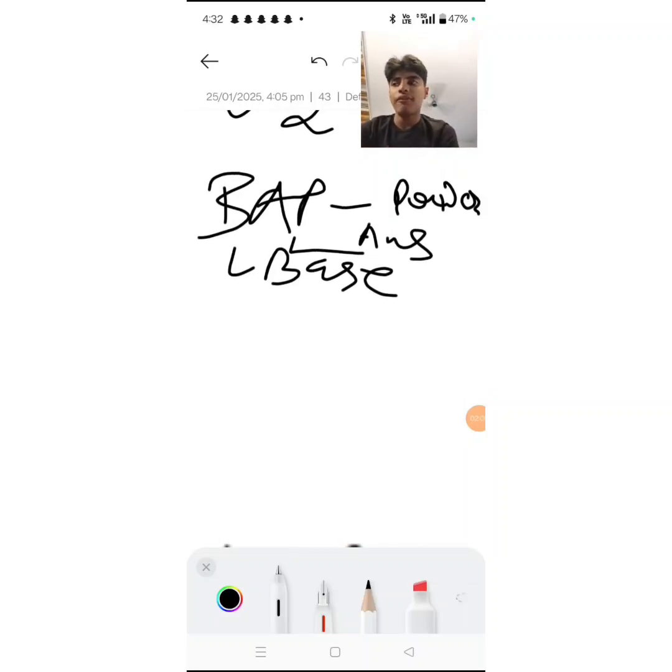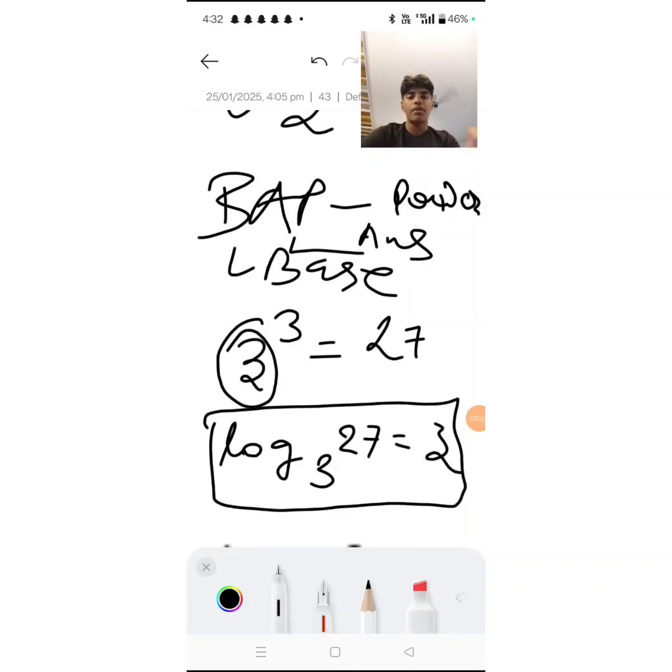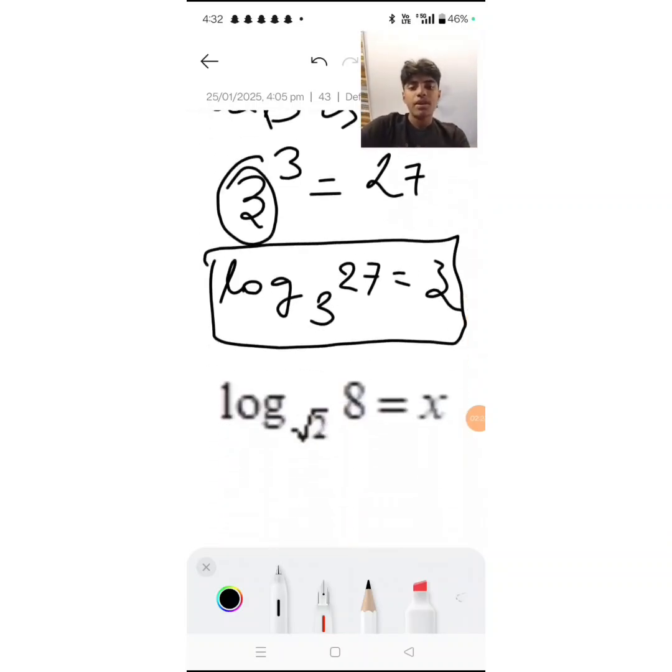Like let's say, if you have to solve this, 3 to the power of 3 is equal to 27. If you first have log, and then your base is the same base as this number, so it's 3, base. Answer. So answer is 27, and then we have power, which is again 3. So this is how you represent this as a log. So base, answer, power. Now let's get to a few sums.